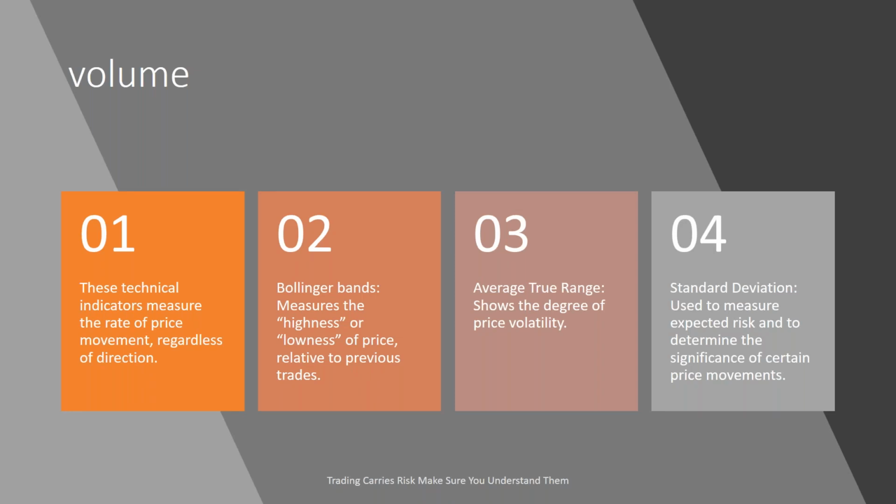Bollinger Bands, as we talked about, measures the highness and lowness. It puts two bands above and below the price using what's called standard deviation. And like I said, it is one of the most popular indicators.